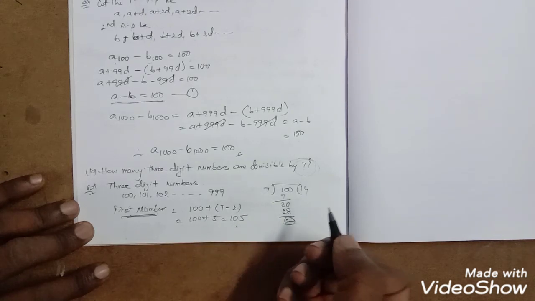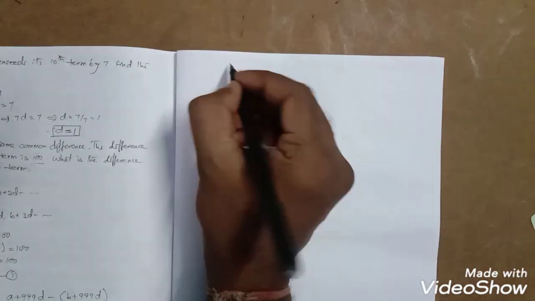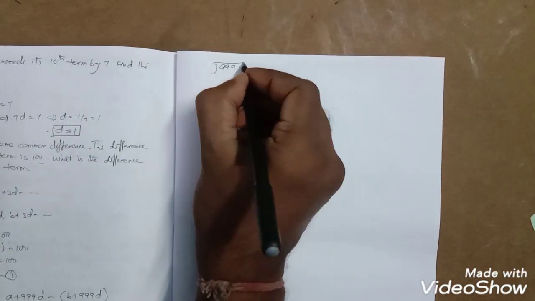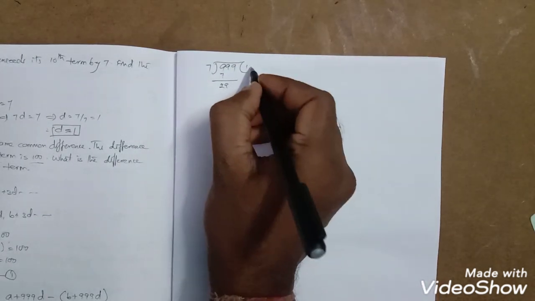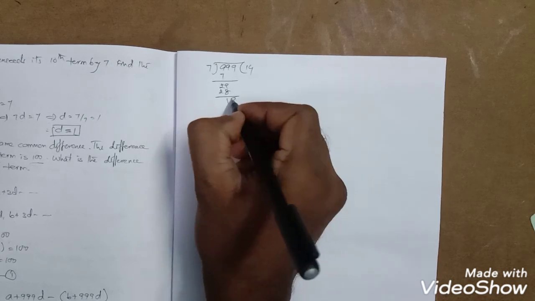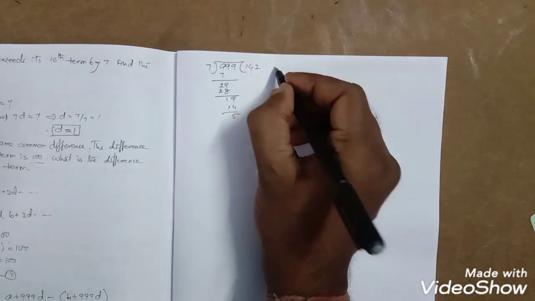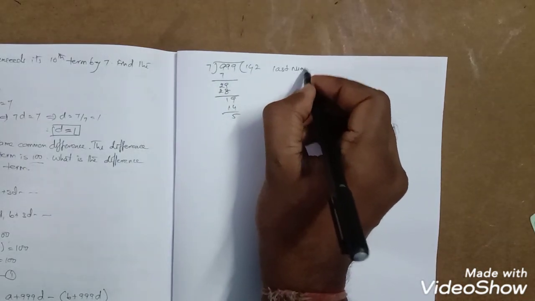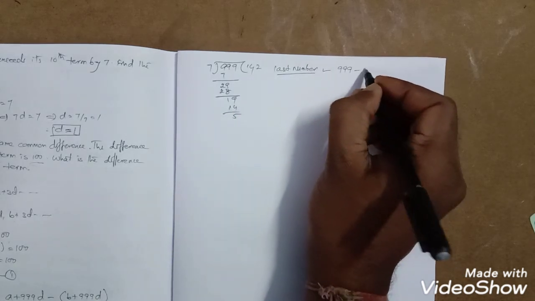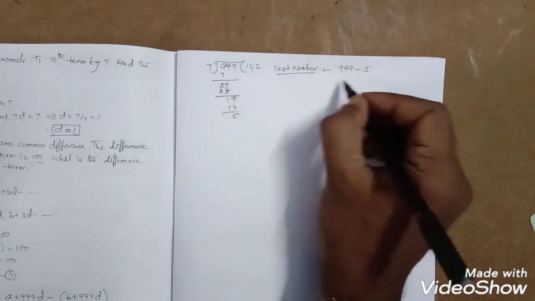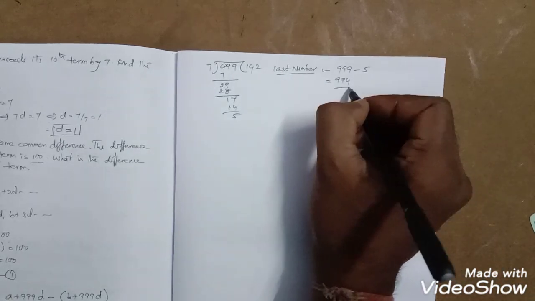Then you have to get the last term. So for the last term we take 999 divided by 7. Now divide this by 7. 7 ones are 7, balance is 29. 7 fours are 28, balance is 19. 7 twos are 14, so balance is 5. To find the last number, we can write 999 minus remainder, right? So if you subtract this one, you will get 994. So your last number is 994.